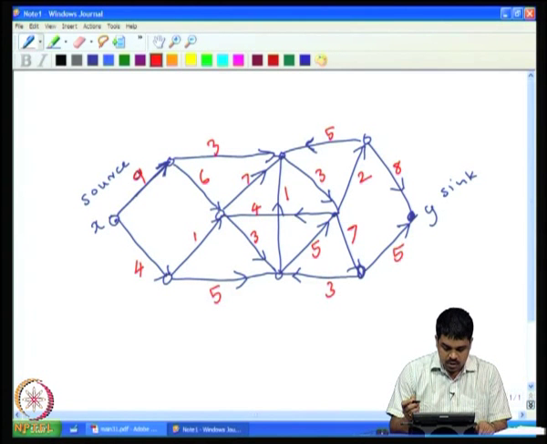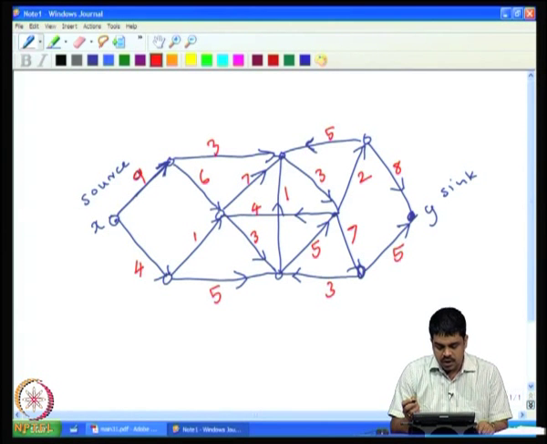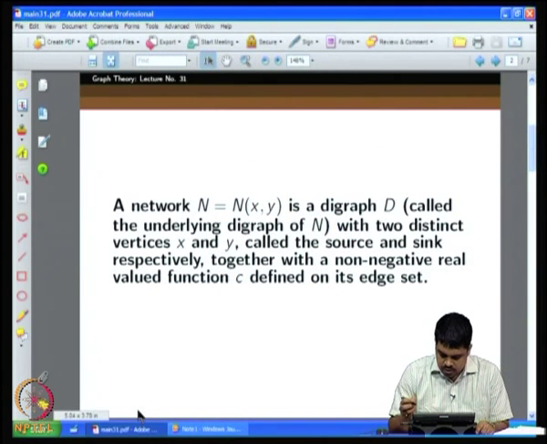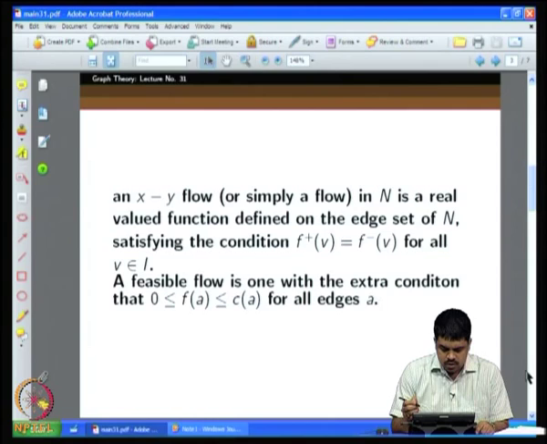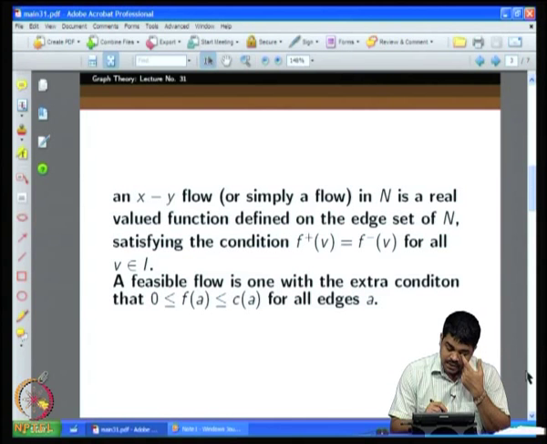Now, let us say what actually is a flow. A flow is defined on such a network. The flow is again a function defined on the set of arcs. So, it is a real valued function defined on the set of edges of the network, but the only thing is it should satisfy a constraint for each vertex which is not x or y.